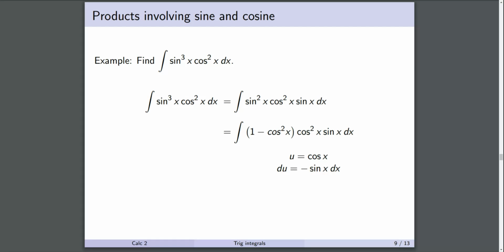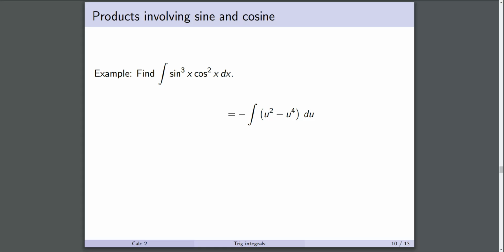I want u to equal cosine x, and here du equals minus sine x dx. Remember that we get an extra minus sign when we take the derivative of cosine x. When I plug that u substitution into my integral, I get the following expression. Just like we saw on our last problem, we've now changed our complicated trig expression into something just involving basic algebraic powers. This is something that we know how to integrate.